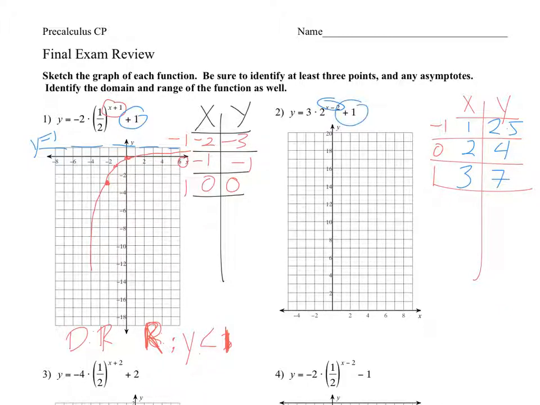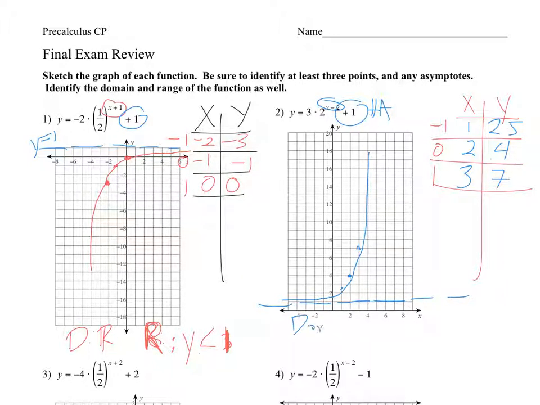Next thing I'm going to do is make my horizontal asymptote, which is going to be a +1. Again, whatever the last value is. Plugging these points in, we get 1, 2.5. We've got 2, 4. And we've got 3, 7. This graph is going to look something like this.